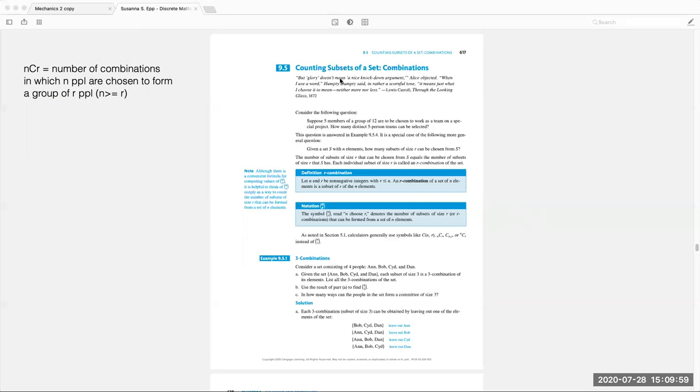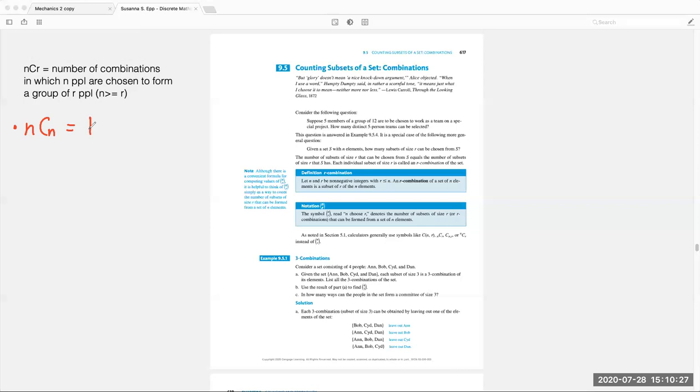So let's have a look at some simple characteristics of this NCR. So how about NCN? What should be the answer for NCN? 1. Yeah, because you just have n people forming a group of n people. So it means that. Yeah.